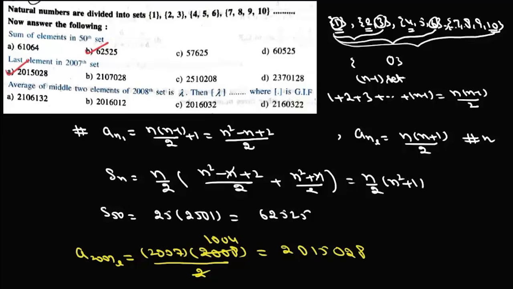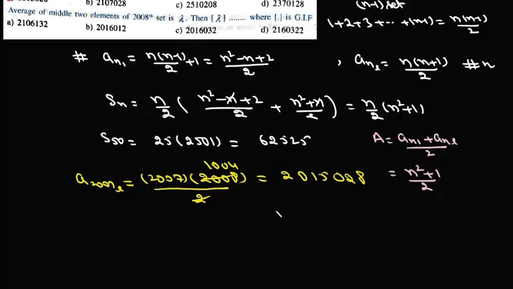And finally, it says the average of the middle two elements of the 2008th set is lambda. Now we know that in any set we have numbers in AP, and in an AP the average of numbers equidistant from the beginning and end is the same. So the average of the middle two elements of the 2008th set will be the same as the average of its first element and its last element. Now if we add them, this n square will cancel, so this average will be simply (n square plus 1) whole divided by 2.